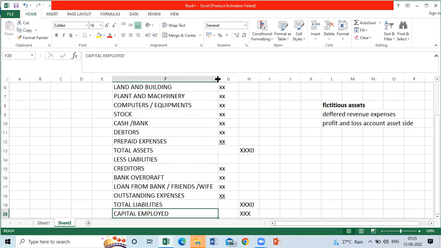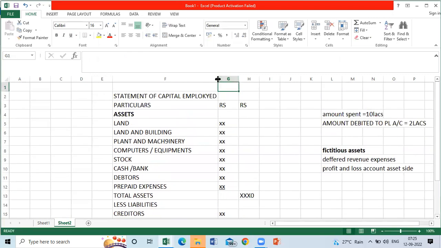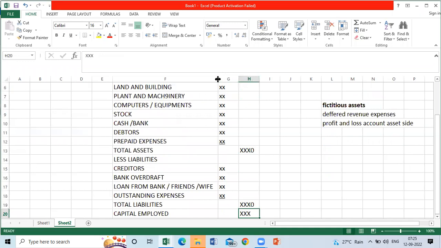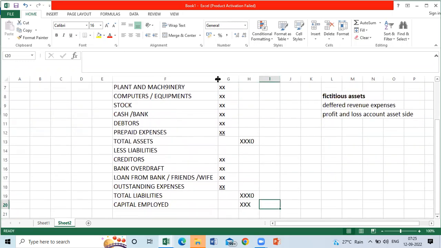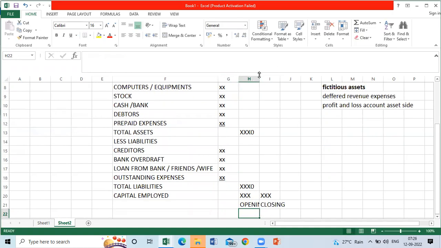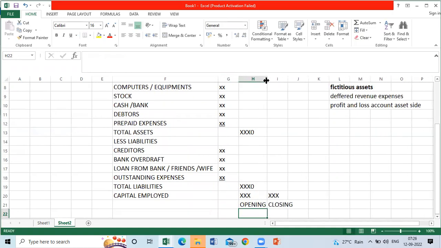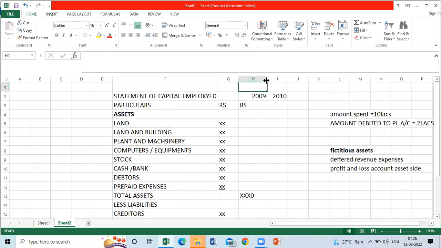Okay, forget about end of the year and start of the year. Normally, we shall be given 2 years. Let us say first year is 2009. Second year is 2010. So, अपना current year होगा 2010. My current year will be 2010. So, this will become my closing capital. And 2009 previous year का जो capital होगा उसको हम लोग बोलेंगे opening capital. Are you getting me? Are you getting the format?